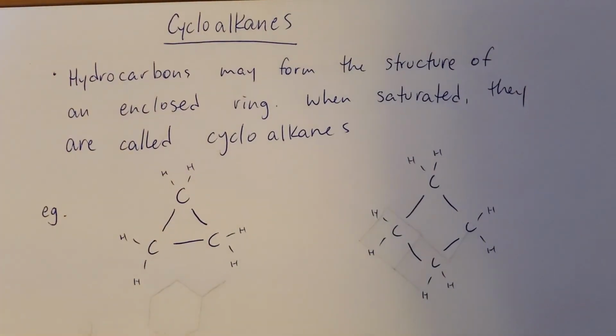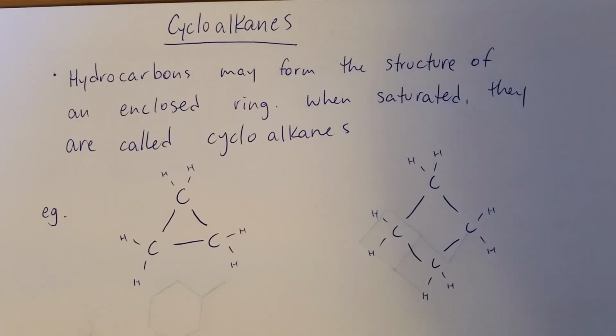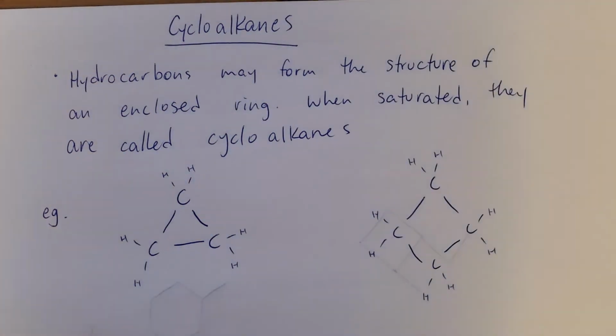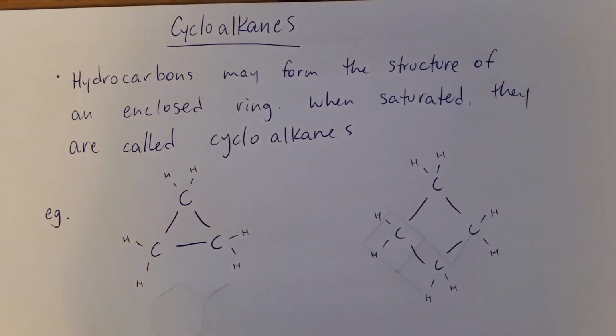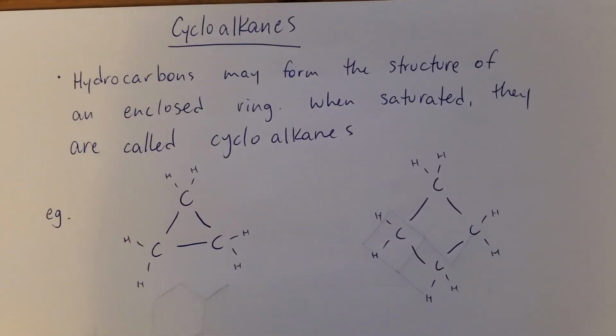All right, today I'm not going to have nearly as much material for you as yesterday, which is good. I'm just going to tell you about cycloalkanes, but I'm also going to tell you about a new way of making diagrams that's going to be super useful. Cycloalkanes are hydrocarbons that form the structure of an enclosed ring. If they're saturated, they're cycloalkanes. We'll actually get into unsaturated hydrocarbons next week. Okay, I'll show you how to name these.